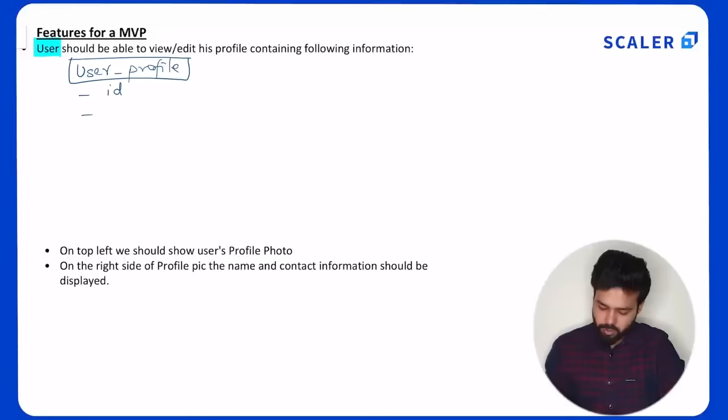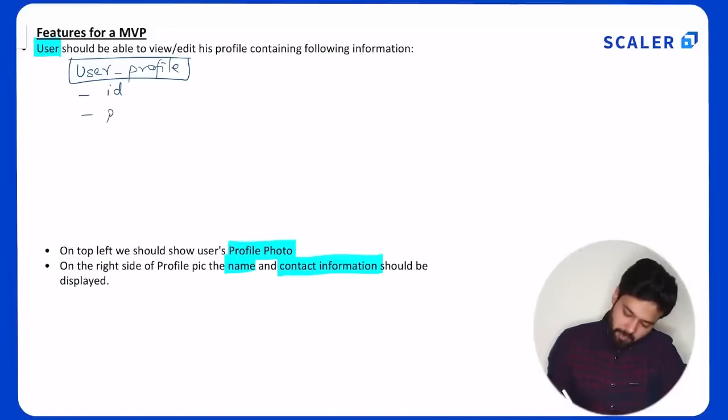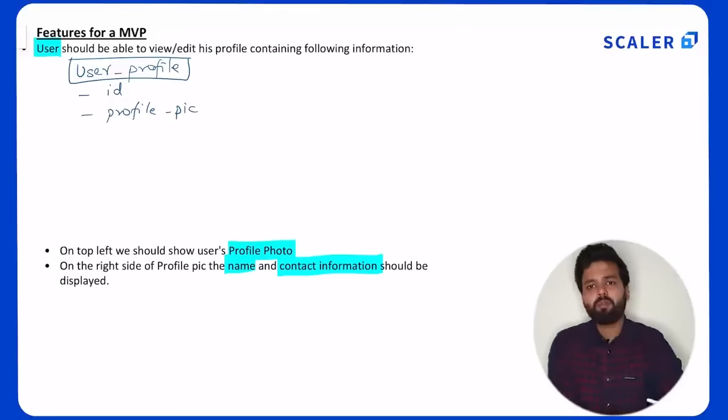On top left, a user should have a profile photo. On the right side of the profile pic, we should also show name and contact information. So let's add these attributes inside the user profile entity. So we'll have a profile pic. Profile pic can be stored in two places. One is in the database itself. If you store the profile pic in the database, the amount of storage required to store all the information of the users will be very large.